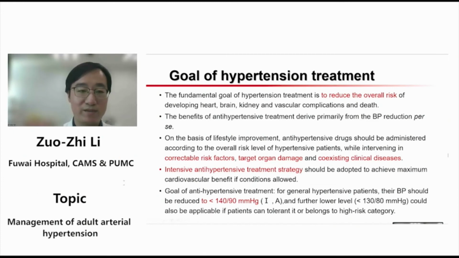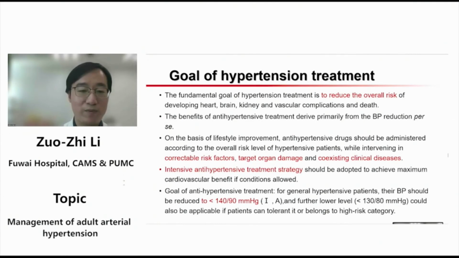Antihypertensive drugs should be considered according to the overall risk levels of hypertensive patients, to control the correctable risk factors, and also to modify target organ damage and existing clinical diseases. Also, intensive hypertensive treatment strategies should be applied to achieve maximum cardiovascular benefit.